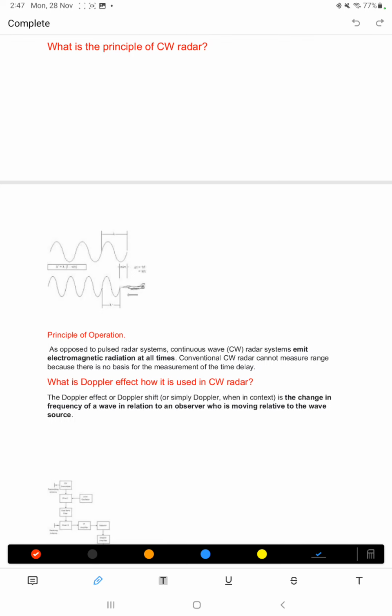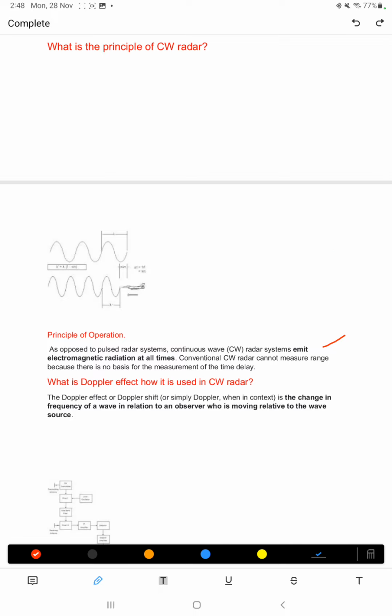Now what is the principle of continuous wave radar? Here the principle and operation, let us see. As opposed to a pulsed radar system, a continuous wave radar system emits electromagnetic radiations at all times. It continuously emits electromagnetic radiations.